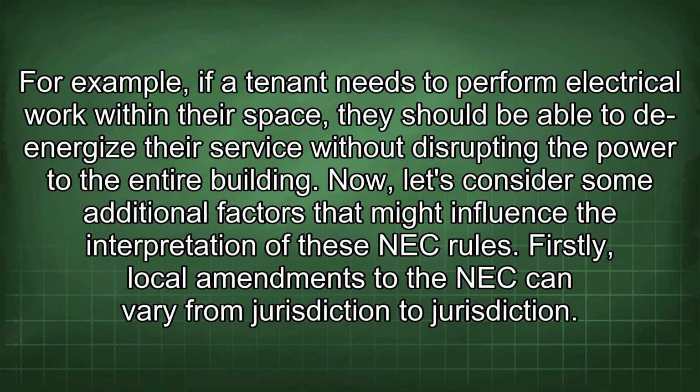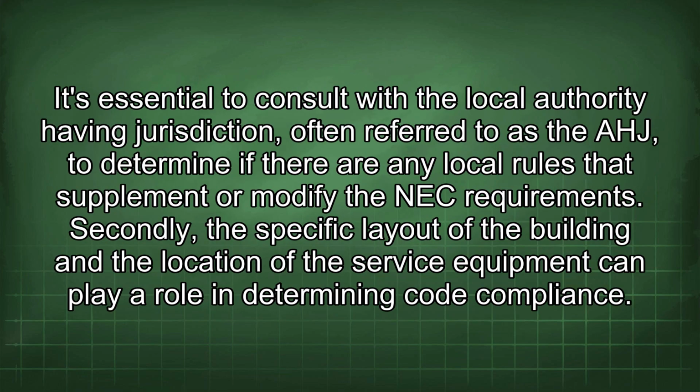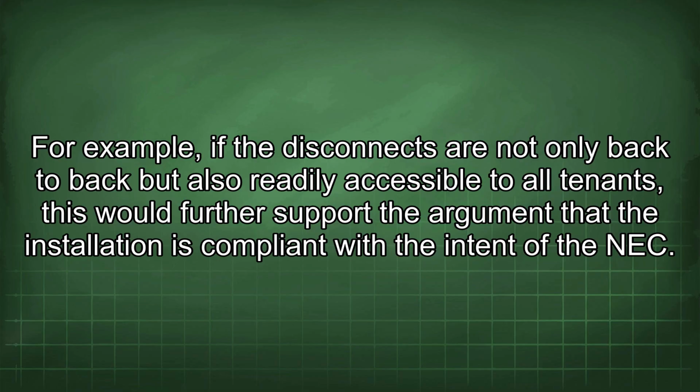Now, let's consider some additional factors that might influence the interpretation of these NEC rules. Firstly, local amendments to the NEC can vary from jurisdiction to jurisdiction. It's essential to consult with the local authority having jurisdiction, often referred to as the AHJ, to determine if there are any local rules that supplement or modify the NEC requirements. Secondly, the specific layout of the building and the location of the service equipment can play a role in determining code compliance. For example, if the disconnects are not only back-to-back, but also readily accessible to all tenants, this would further support the argument that the installation is compliant with the intent of the NEC.